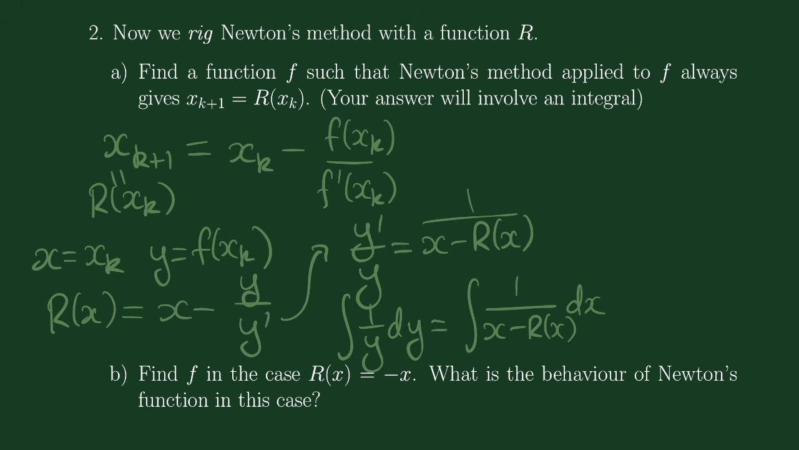On the left side, this is the logarithm of y. And so to undo this, we need to take an exponential. So our solution will be that y equals e to the power of the integral of 1 over x minus r of x, dx. I could have had a plus c here, but because I only want a specific solution, I'm going to assume that c equals 0. So here is our rigged function whose Newton's method update rule is always r of x.